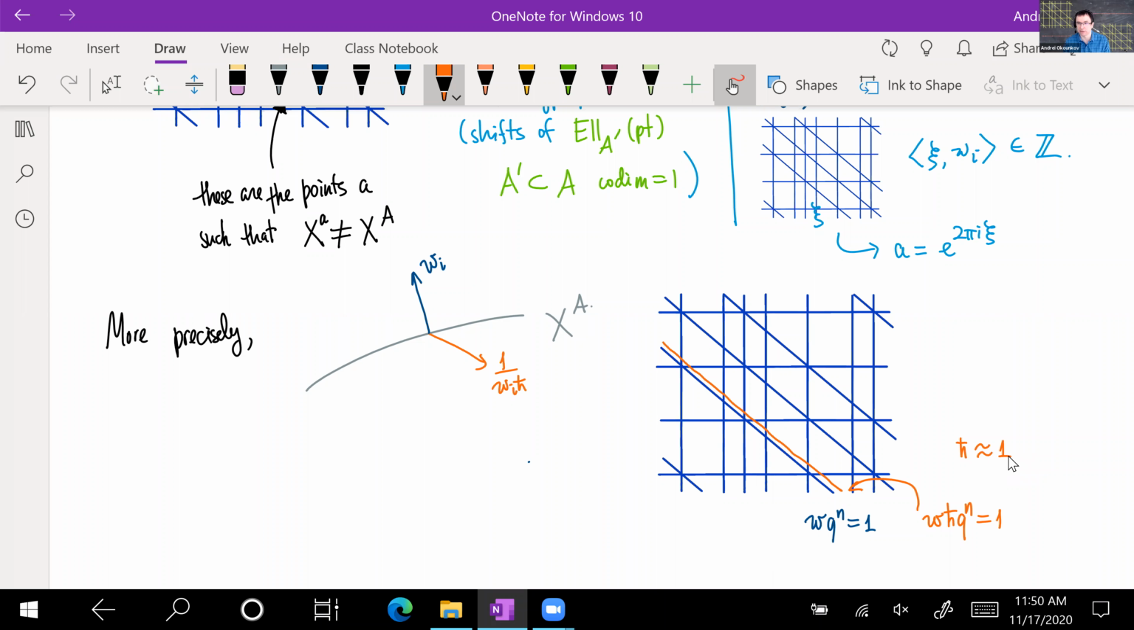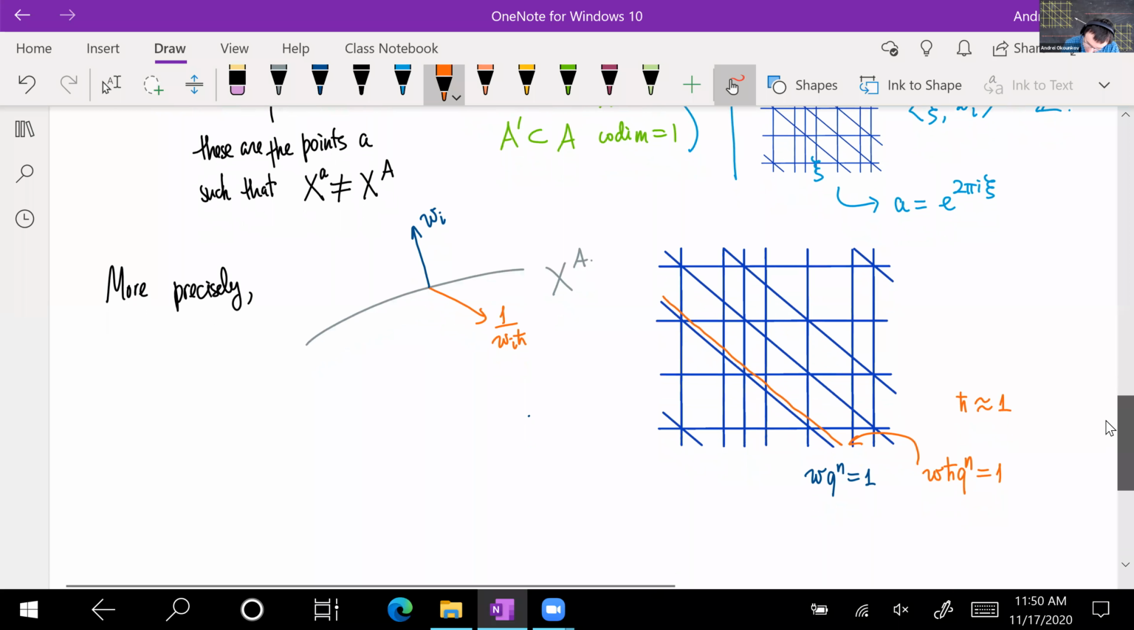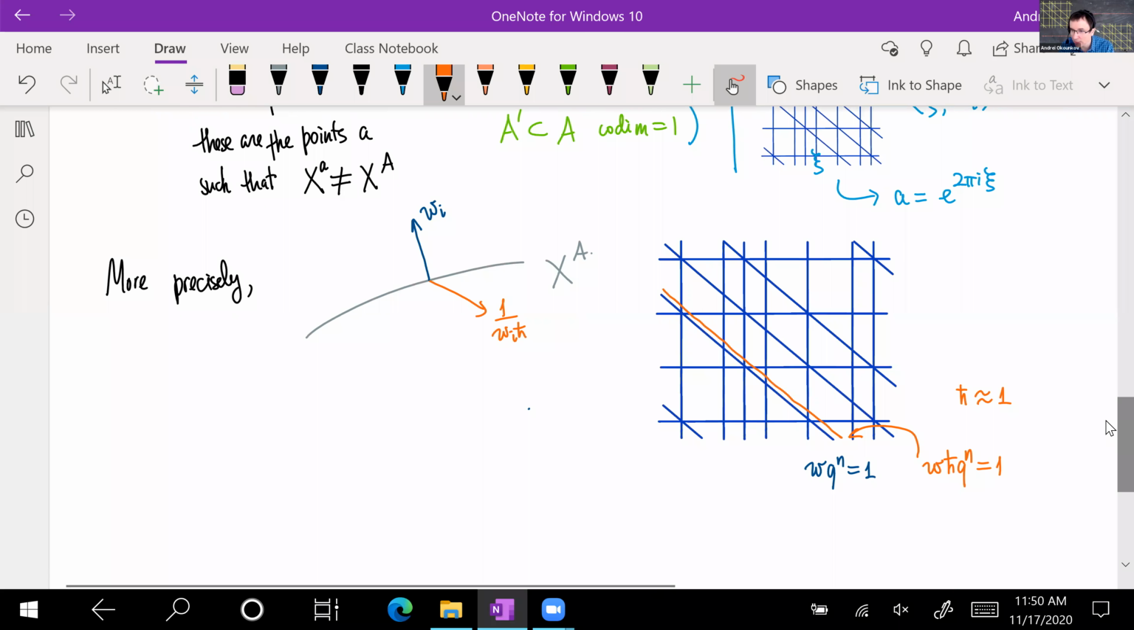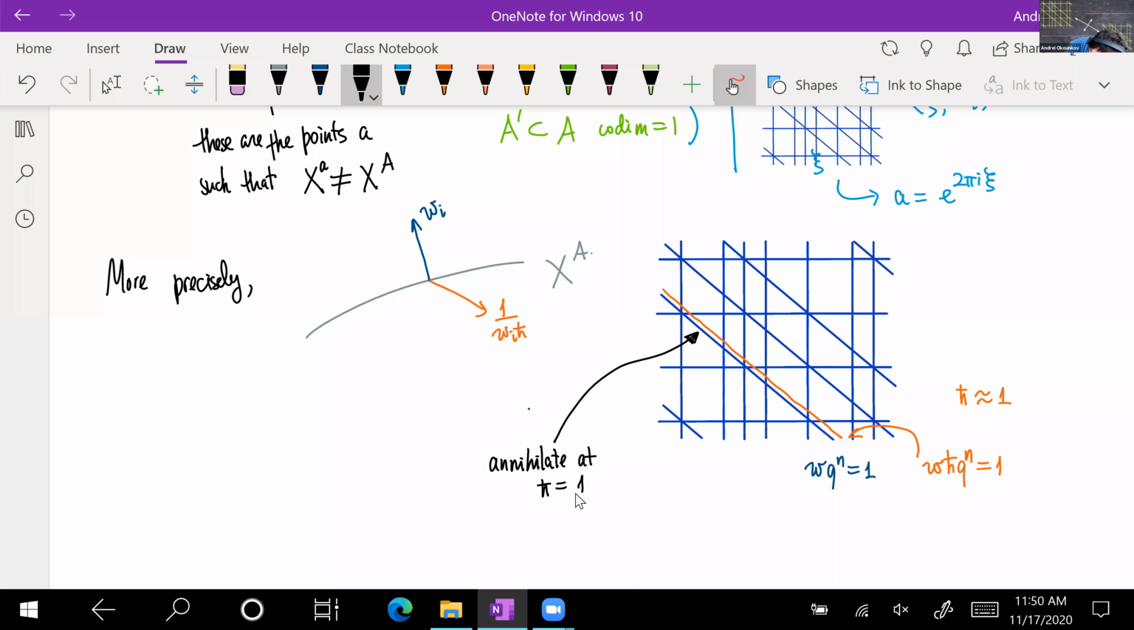The reason it is good to think of h bar as being roughly 1 is because at h bar exactly 1, everything cancels. All the poles and zeros cancel. So of these two, one of them is a pole and one of them is a zero. These two exactly annihilate when h bar is really equal to 1.